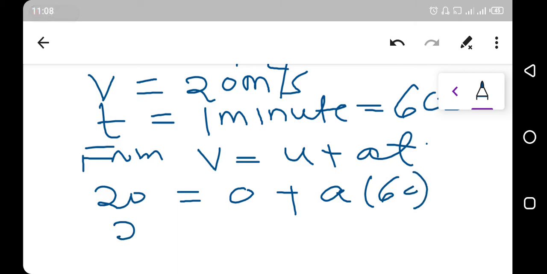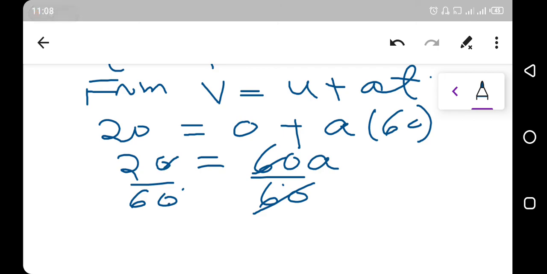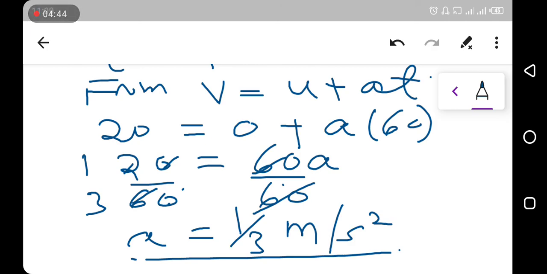So we have 20 equals 60A. Divide both sides by 60. The 60s cancel, and the zeros cancel, so 2 over 6 gives 1 over 3. So the acceleration A equals 1 over 3 meters per second squared. This is how we find the acceleration using the first equation.